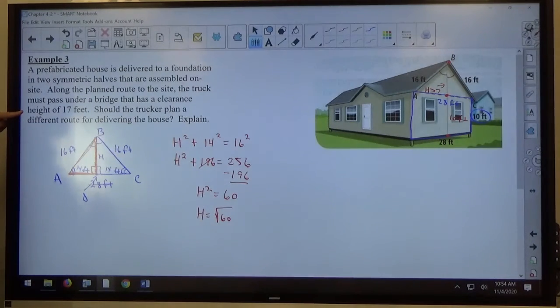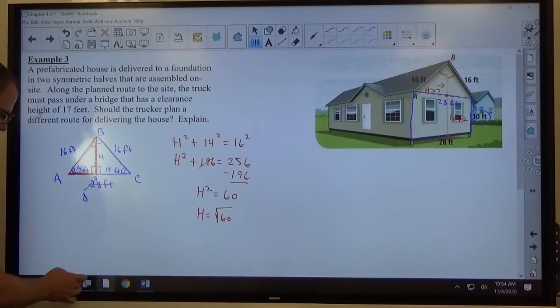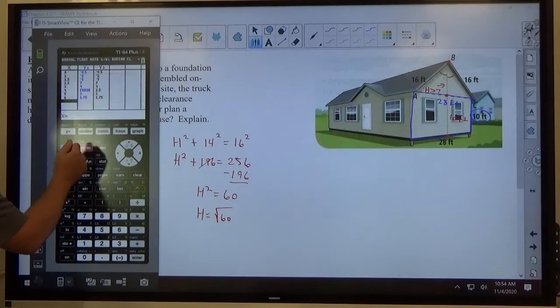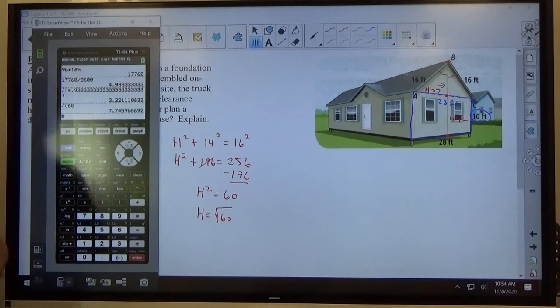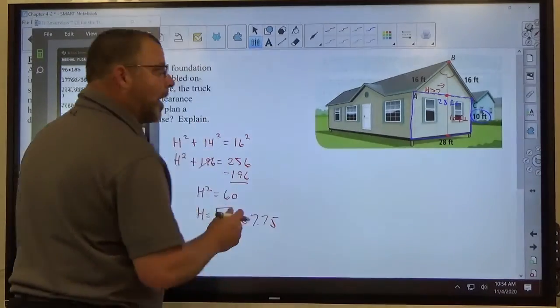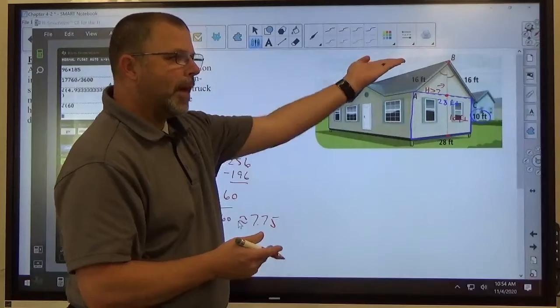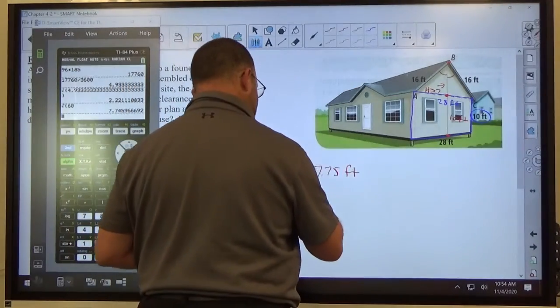Sure can't, right? So again, I can evaluate that. I can get the exact answer. I wrote a decimal answer: the square root of 60 is about 7.75. The height from the bottom to the top of the house is 17.75 feet.